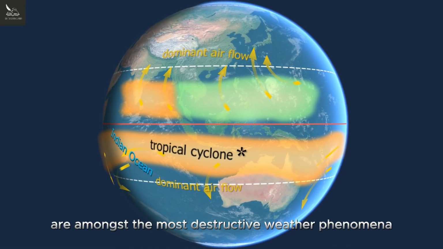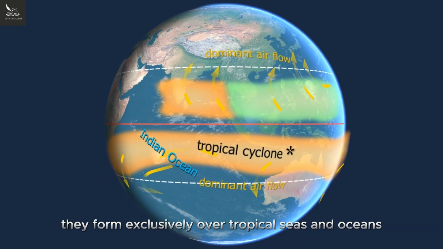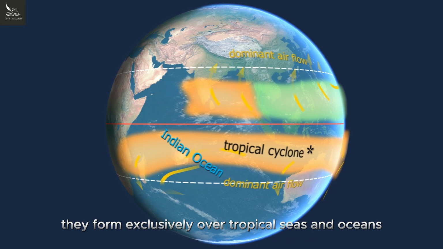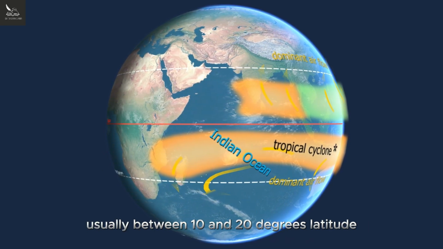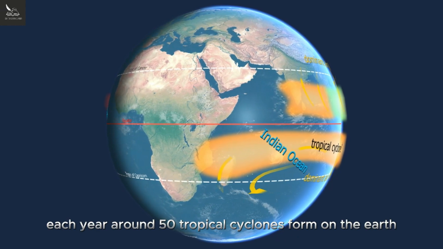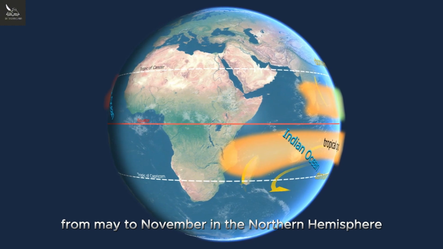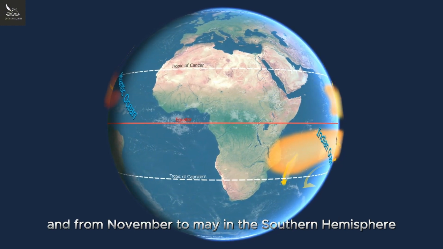Tropical cyclones are amongst the most destructive weather phenomena. They form exclusively over tropical seas and oceans, usually between 10 and 20 degrees latitude. Each year, around 50 tropical cyclones form on the Earth, from May to November in the Northern Hemisphere and from November to May in the Southern Hemisphere.